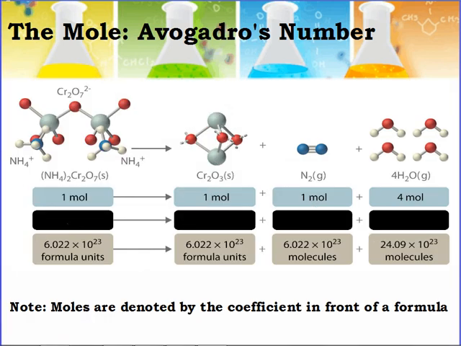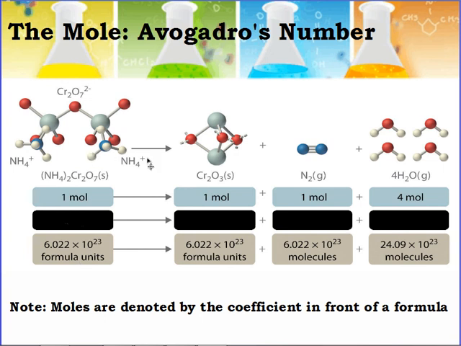I love this illustration because it's a great example of what a mole represents. If you look, we have a chemical equation right here, and we have the molecules and the formula units drawn out for us to visualize. So, here is an ionic compound. I know it's ionic. Why? NH4 is what again? Ammonium. So 1 mole of this ionic compound contains exactly Avogadro's number of formula units. That's what we say when it's an ionic compound.